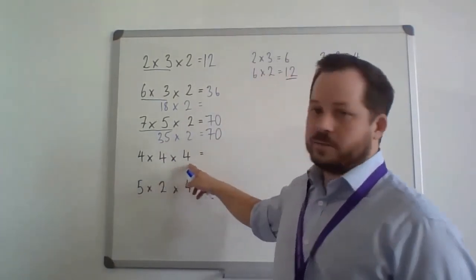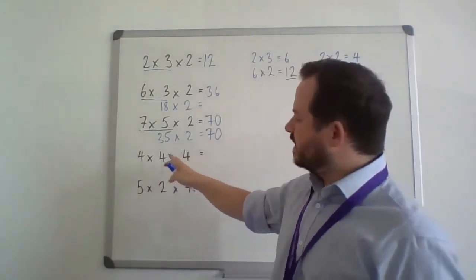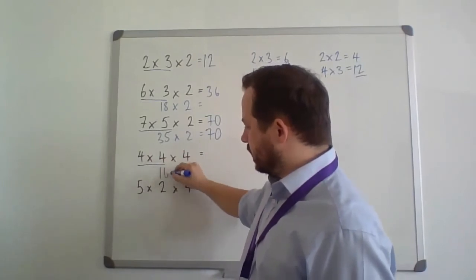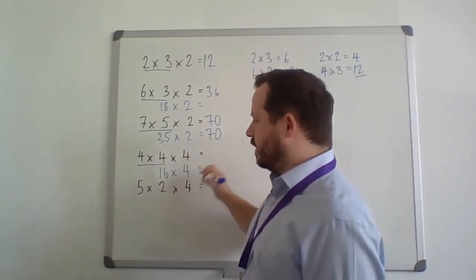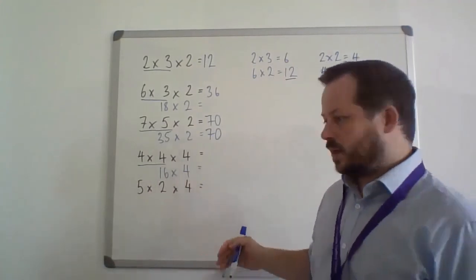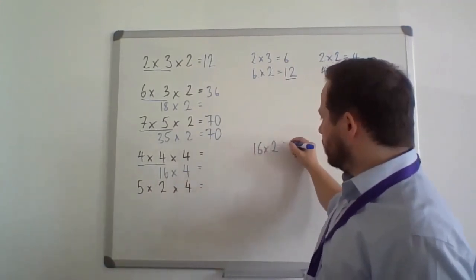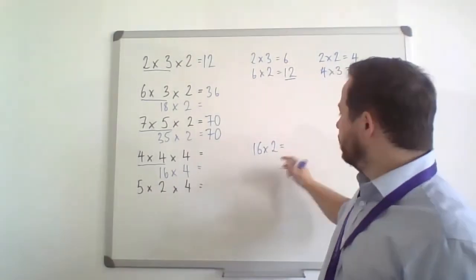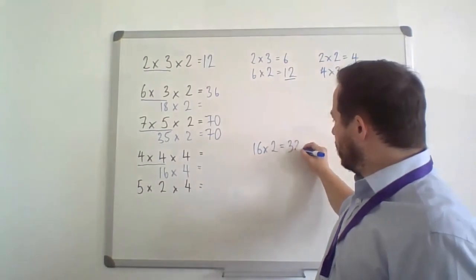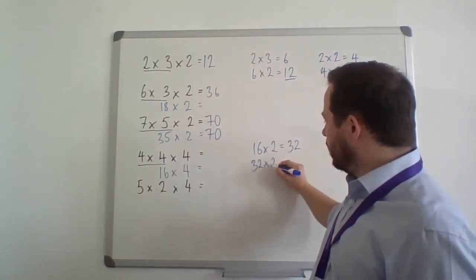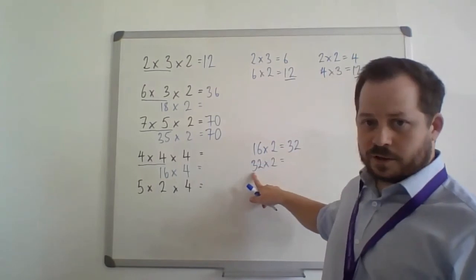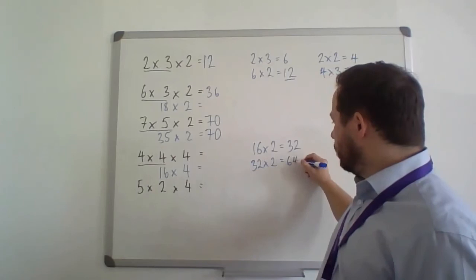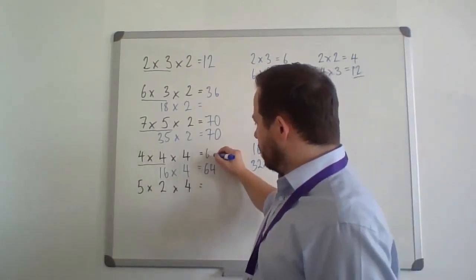Next one down here, we're timesing 4 times 4 times 4. There's not an easier way to sort this out. So in this case, you just do 4 times 4, which is 16, and then you times that by 4. And the easiest way to times by 4 is to double, then double again. So you take 16, and you times it by 2, and that's 10 times 2, which is 20, plus 6 times 2, which is 12. So the answer is 32. Then you take 32, times that by 2. 2 lots of 30 is 60, and 2 lots of 2 is 4. So our answer is 64.